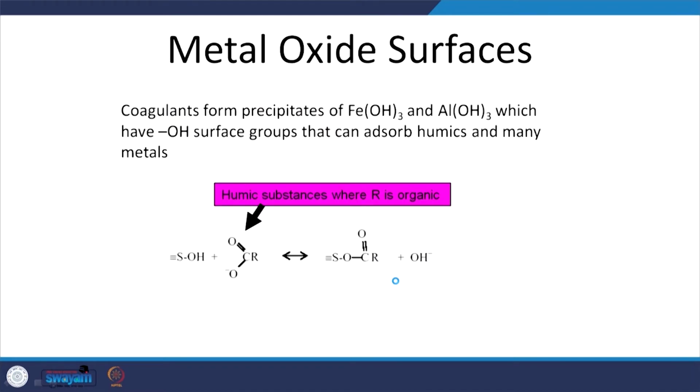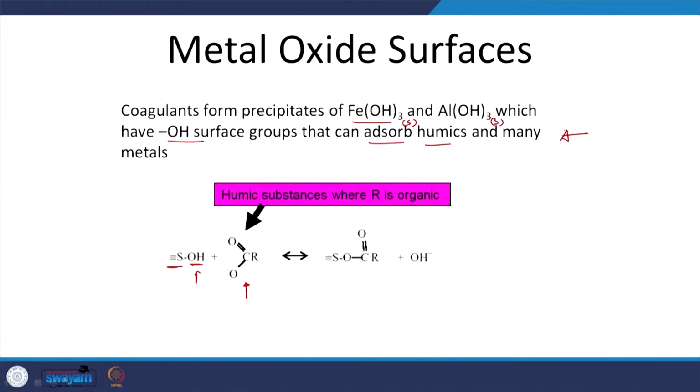And another aspect which we discussed in another context, coagulants, we know that can form precipitates, ferric or aluminum hydroxides. These can have OH surface groups, right. This is the OH surface group and this is the precipitate out here. These OH surface groups can adsorb humics and metals. And this is what we discussed when we talked about removal of NOM in the context of coagulation, flocculation and then precipitation. We saw that some of the NOM can be removed. How is that? So, this is the relevant principle, adsorption was occurring there.